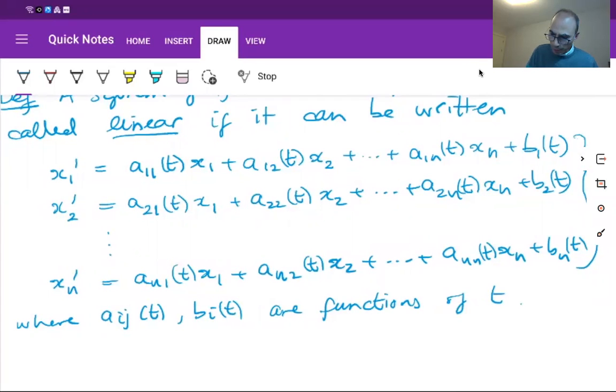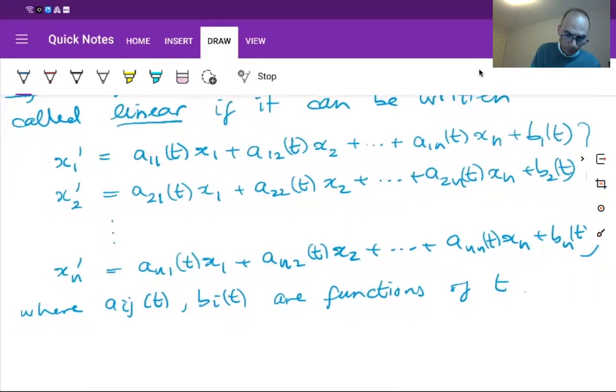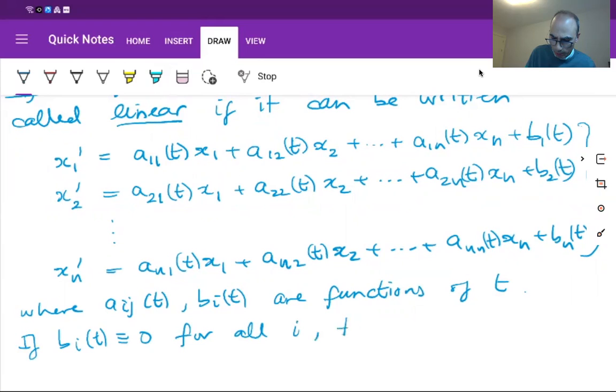If all the b_i's happen to be identically 0, so if all of these b_i(t)'s are identically 0 for all i, the system is called homogeneous.